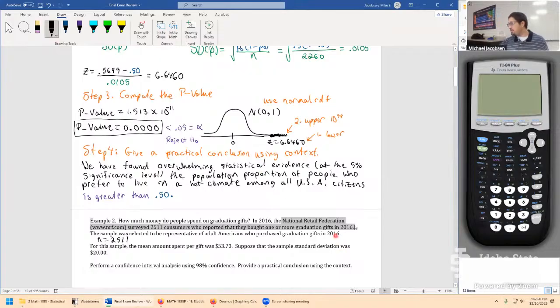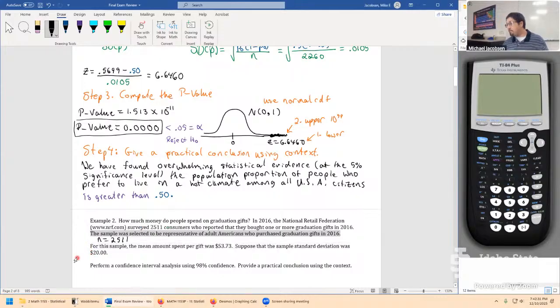So one or more, I guess some people buy a lot of them. The sample was selected to be representative of adult Americans who purchased graduation gifts in 2016. That's an important statement here. Even if we're not checking conditions on these problems, it's telling you what the population is. All Americans who purchased graduation gifts almost 10 years ago.